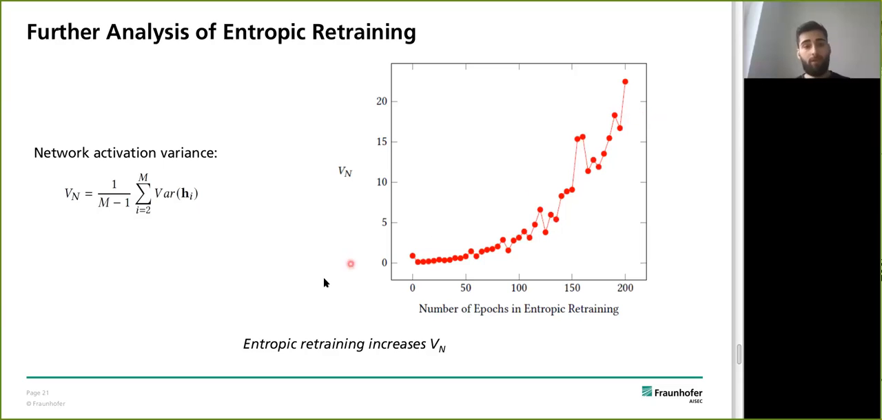To get a better feeling for what actually happens in the neural network during entropic retraining, we performed additional evaluations, and we calculated the network activation variance. So the variance of the activation values in the neural network, the mean network activation variance, without the input layer. So we just looked at the dense layer and the output layer and calculated the variance. And we can see that in the course of entropic retraining, this variance significantly increased. And why is this the case?